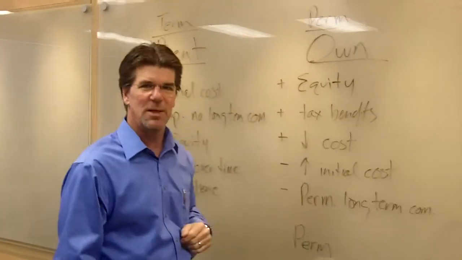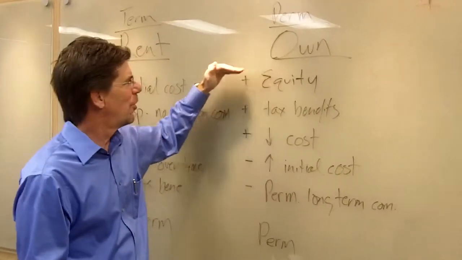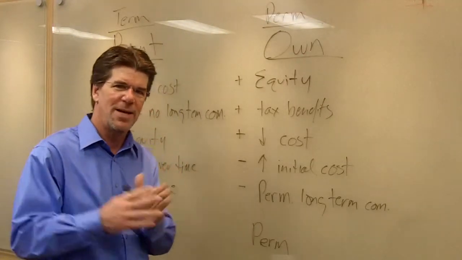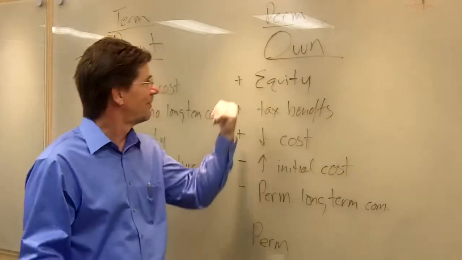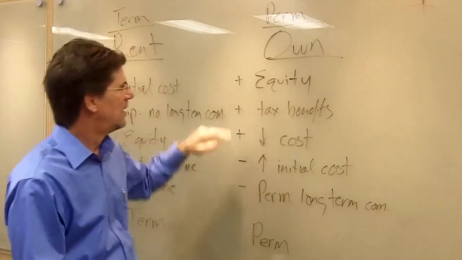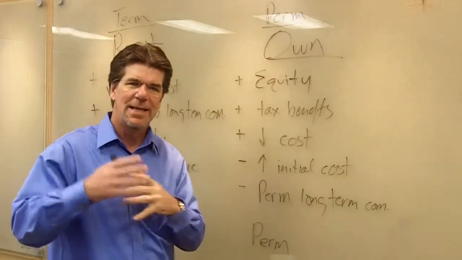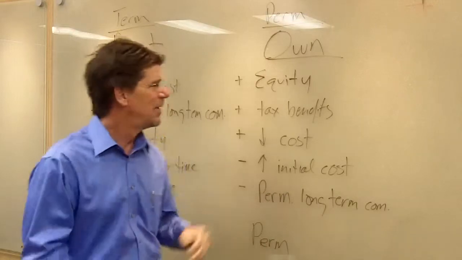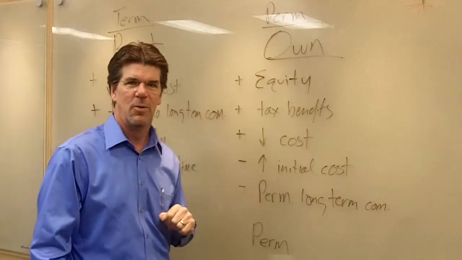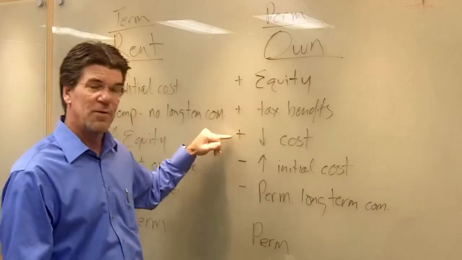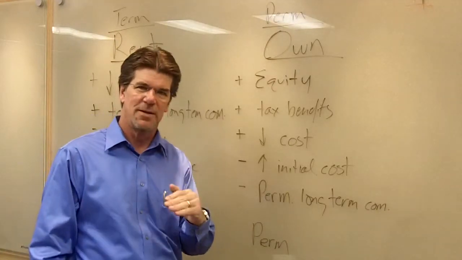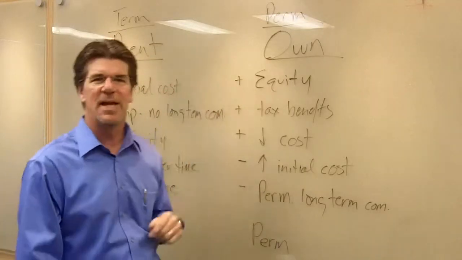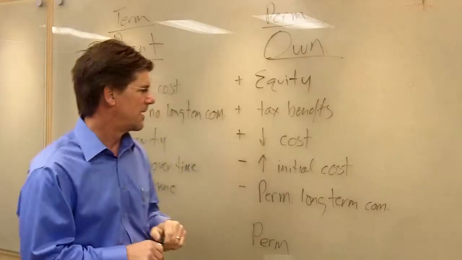Now we move over to the permanent side, permanent life insurance. What are the benefits of permanent life insurance? Same as owning your home. You're building cash value in the policy, which can be analogous to equity in your home. Tax benefits: the internal cash value buildup of the policy grows on a tax-deferred basis, so you get tax benefits with permanent life insurance. Over time, the net cost of permanent life insurance is less because of the cash value that's accumulating in the policy.